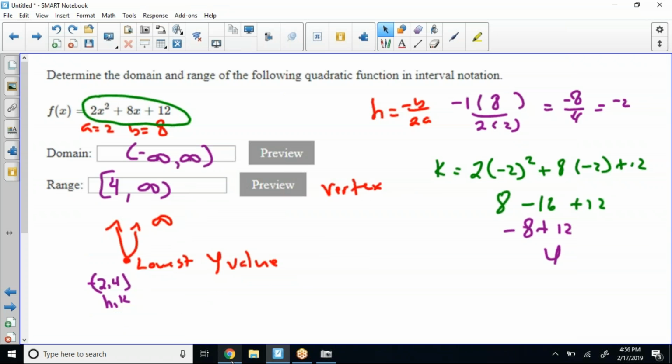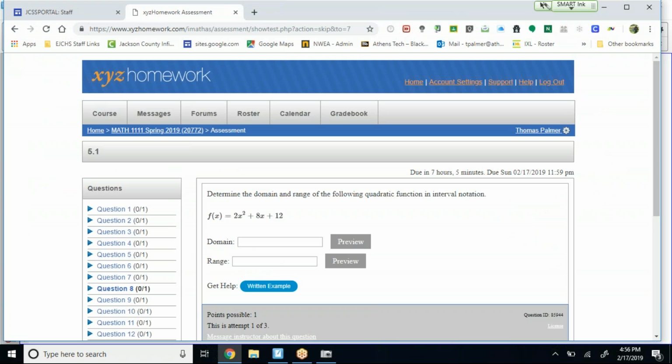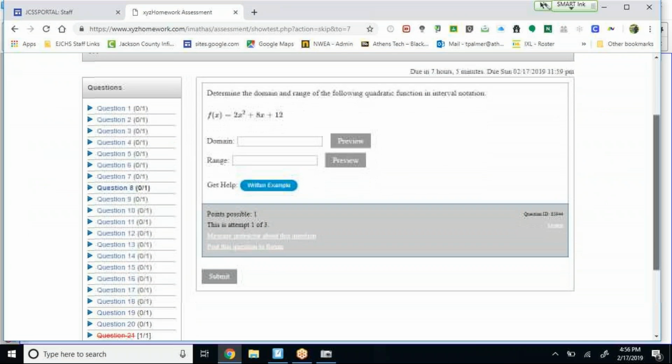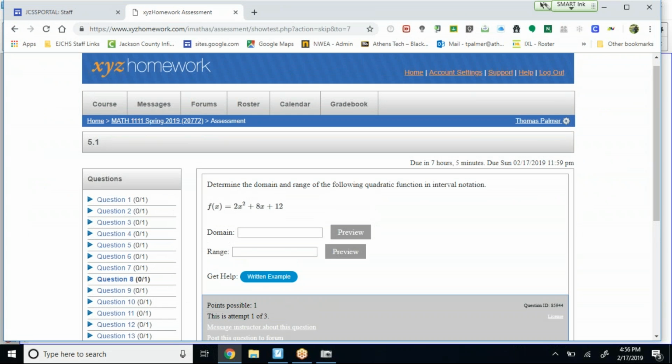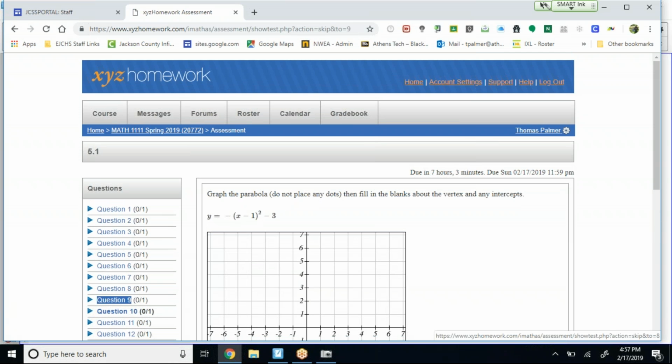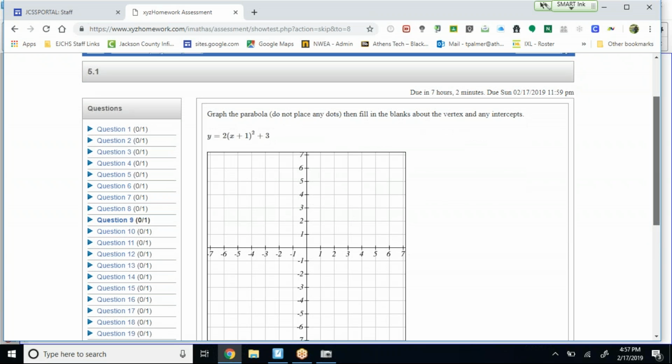I should have asked you if you could copy that. I'm all right. Okay. All right. So which one? Number 10, or 9 and 10 actually. I'm having trouble drawing the parabolas.